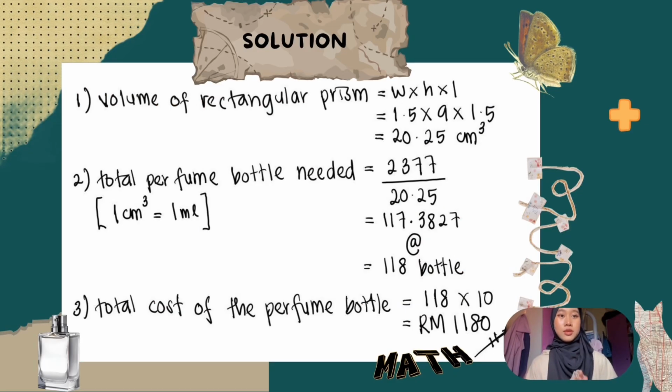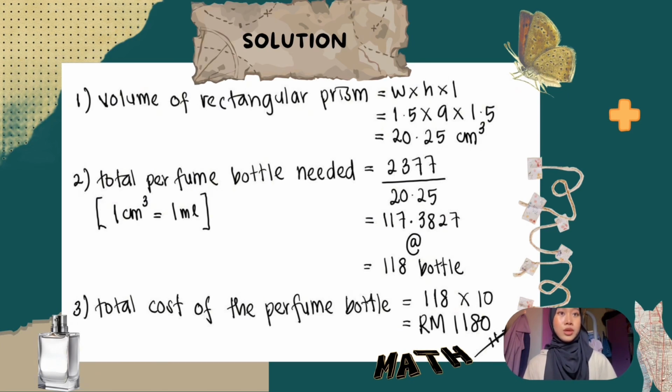So, let me show you how to calculate this solution. First, we can find the volume of the rectangular prism by using this formula, which is width multiplied by height multiplied by length. And then we can apply it in the formula. So we got the answer 20.25 cm³.